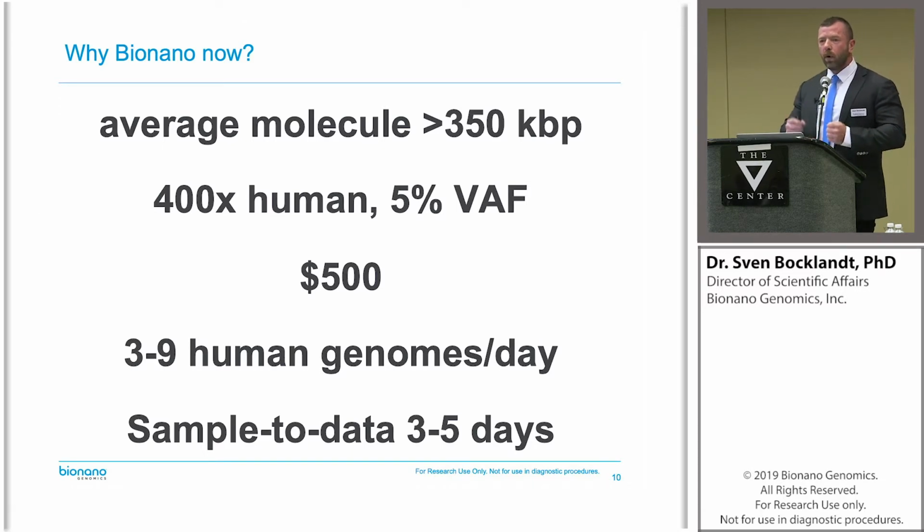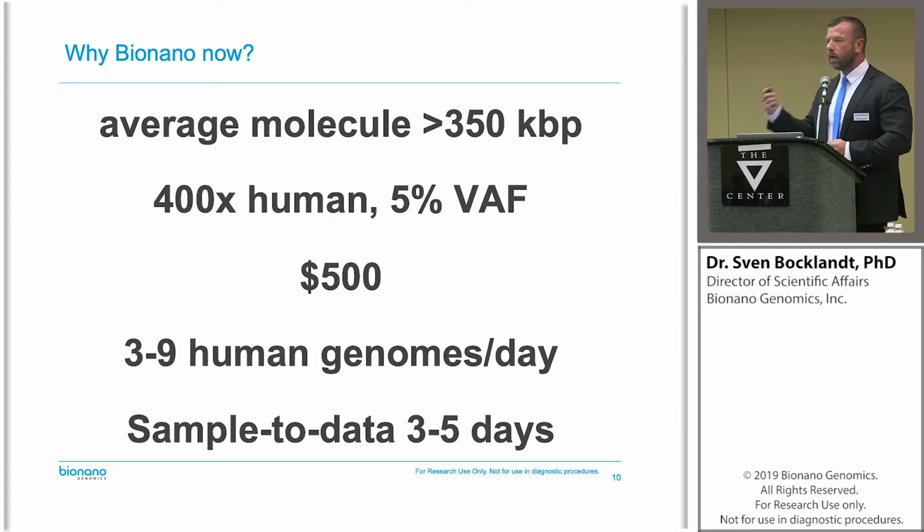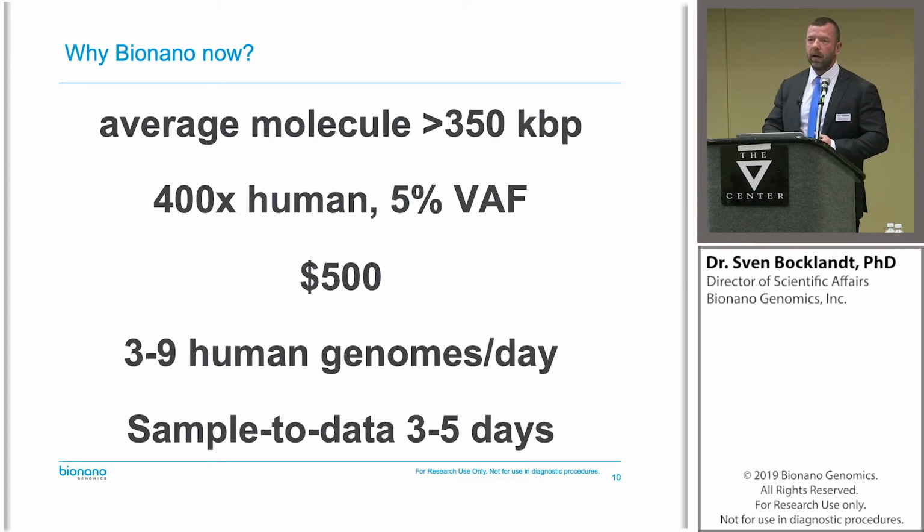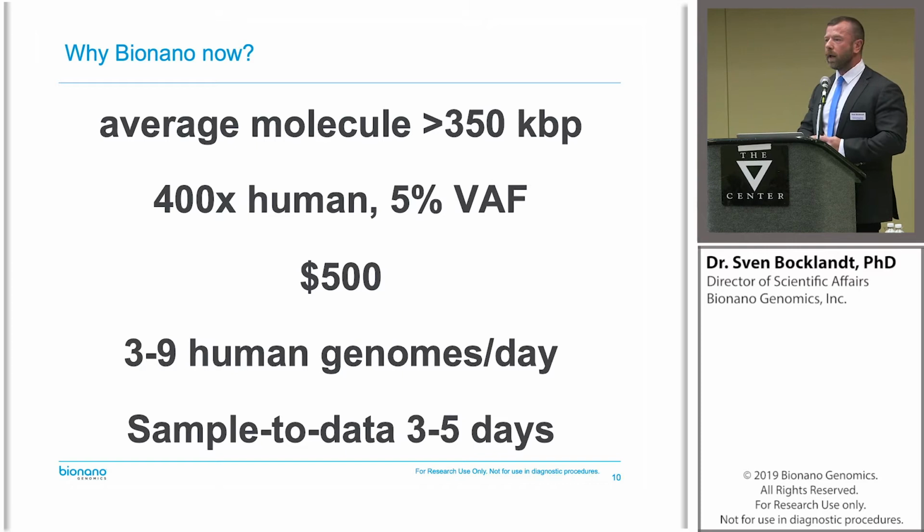Our instrument gives you 400x coverage of a human genome, and that allows you to find structural variants down at 5% variant allele fraction. I'll show you this in more detail. All of this costs just $500 right now, and we're on a path to bring that down. The instrument is high throughput. It can handle 3 to 9 human genomes a day, depending on how much coverage you want. And of course, we can get you as many of these instruments as you need. And sample to data is somewhere between 3 and 5 days, depending on how much coverage that you need.